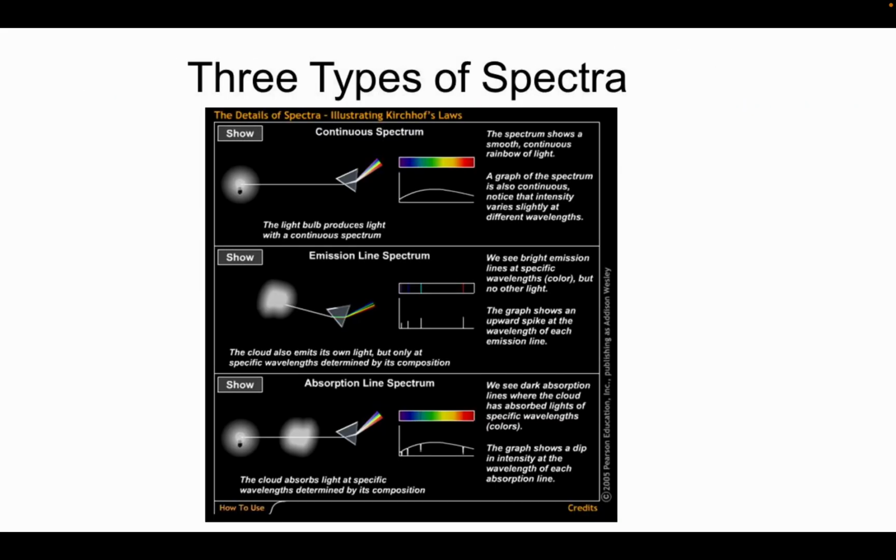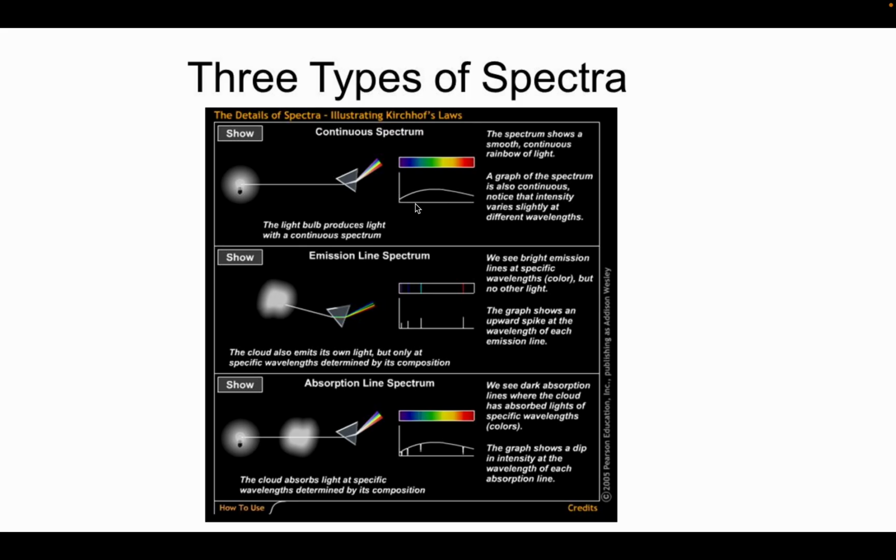So there you are getting three types of spectra, the detailed spectra illustrating Kirchhoff's law. The one is an incandescent light bulb: when you pass this light through the prism, we get the continuous spectrum. This is a smooth continuous rainbow of light.